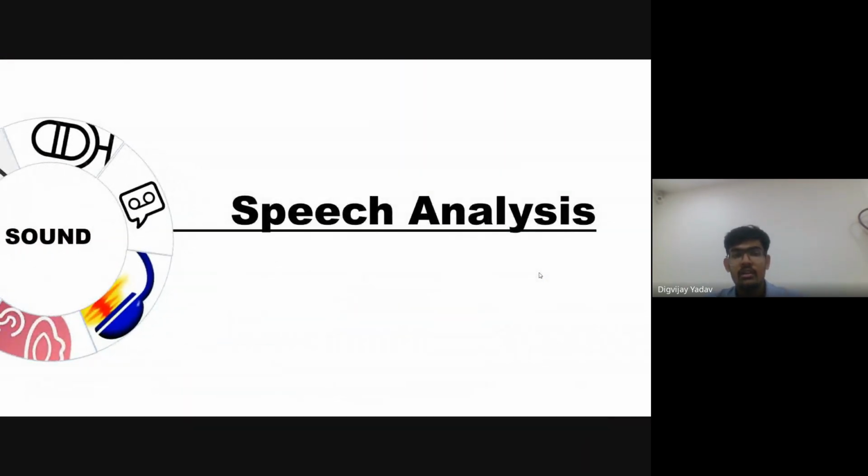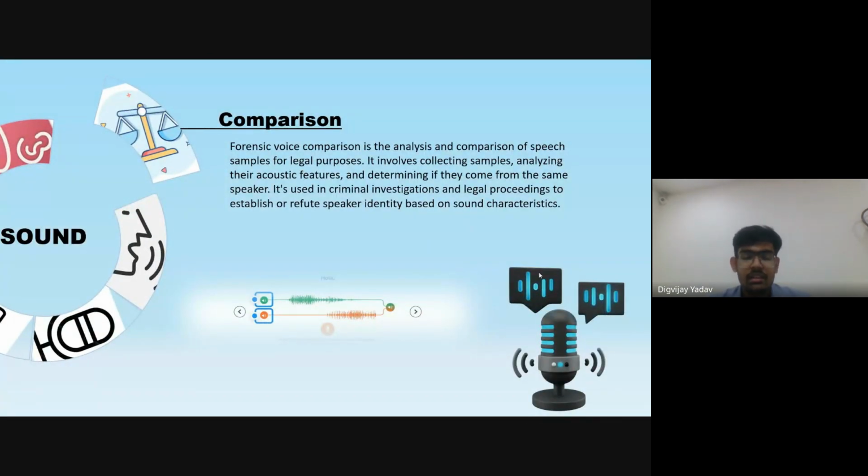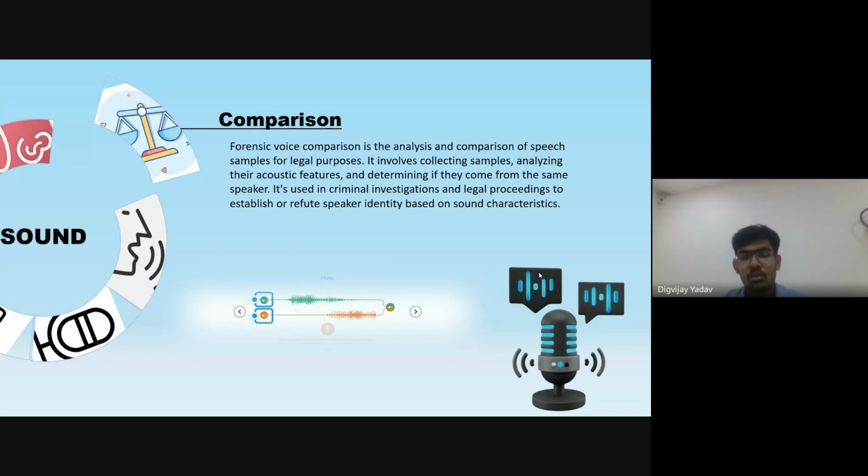So, coming back to another way where we'll be analyzing speech. Speech can basically be analyzed in 2 ways: comparison and identification. Comparison is the basic way where you understand how forensically you are able to compare 2 individuals, or expected evidence, or a sample. And it is one of the most sound procedures that is being legally done currently also.